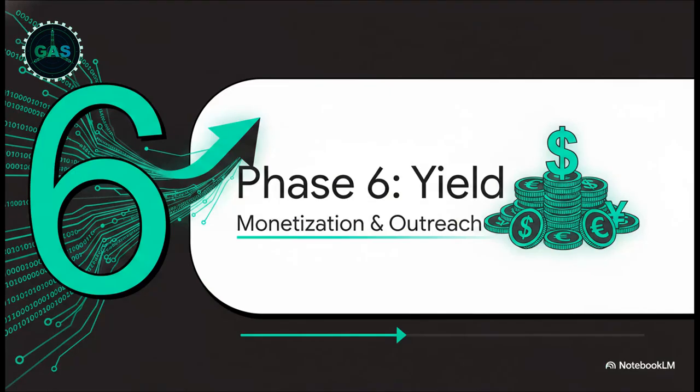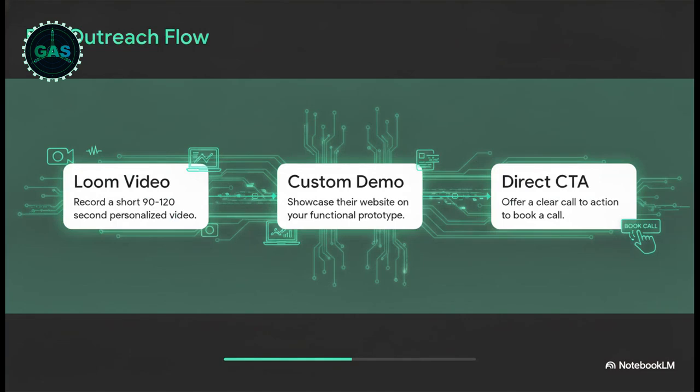Finally, the most crucial step, Phase 6, Yield, monetization, and outreach. Building the tool is only half the battle, right? The yield is where you capture your ROI. Monetizing these systems at scale requires a hyper-personalized B2B outreach flow. Mass generic emails are basically dead.